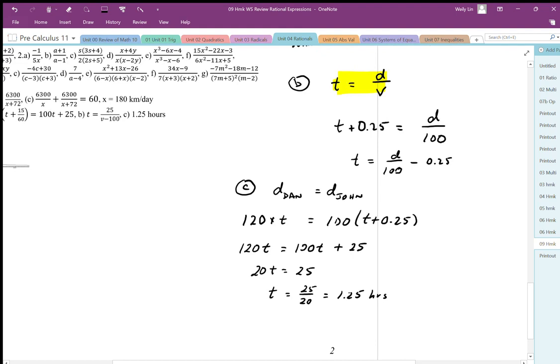So the equation that we need to come up with is this one here, based on this equality, and then we can use this equation to solve this problem.